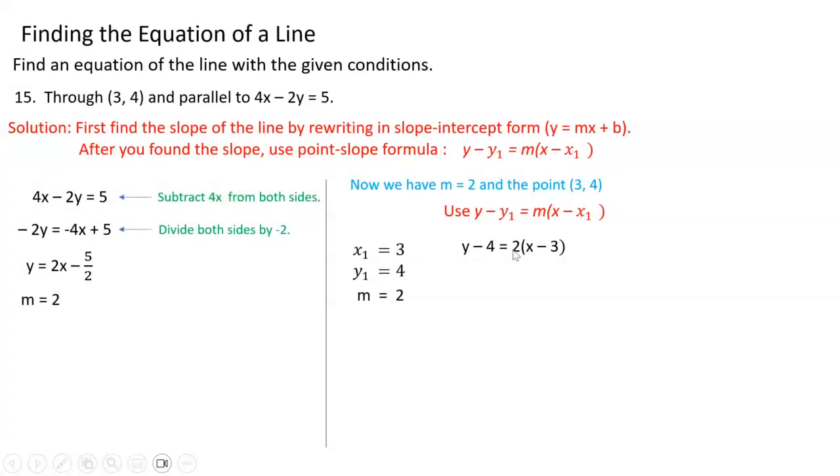So the first step is to do the distributive property on the right side. It's going to give us 2 times x, which is 2x, and 2 times -3, which is -6. Now we have to add 4 to both sides because we want to isolate the y. So add 4 to both sides. So y equals 2x minus 2. That's the equation we're looking for.